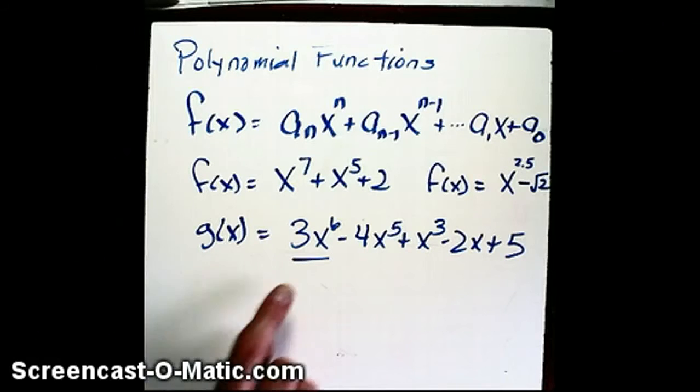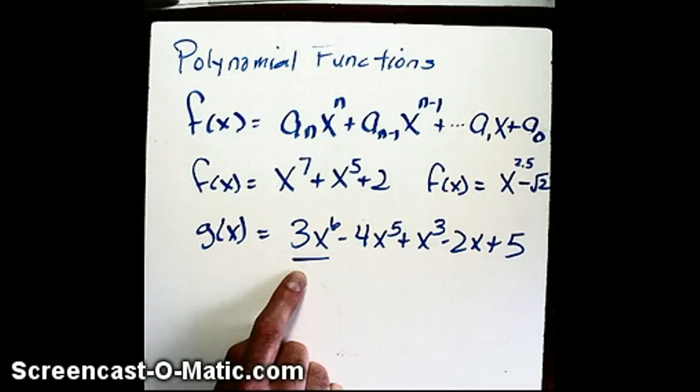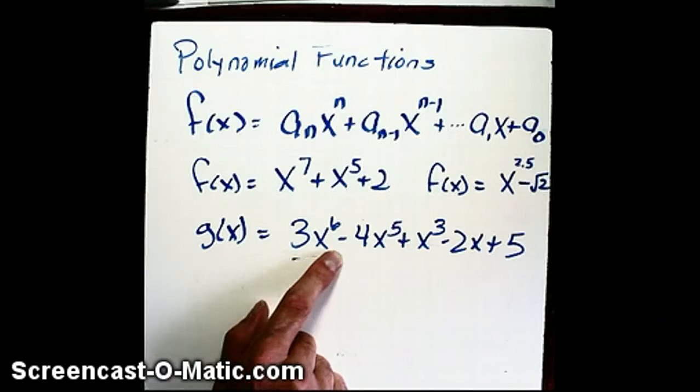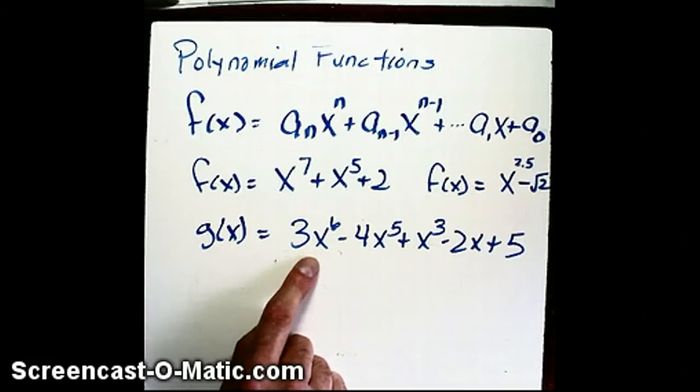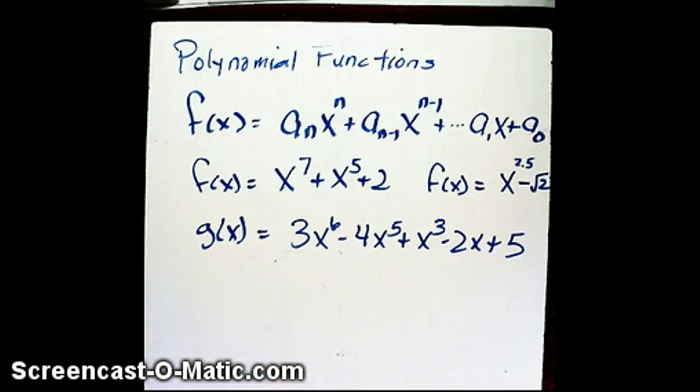Well, its leading term is 3x to the 6th. What is the degree of this polynomial? The degree is 6. And what is the leading coefficient? The leading coefficient is this value in front of the x to the 6, which is the value 3. So that's a little bit of the gist of a polynomial function and identifying the function.